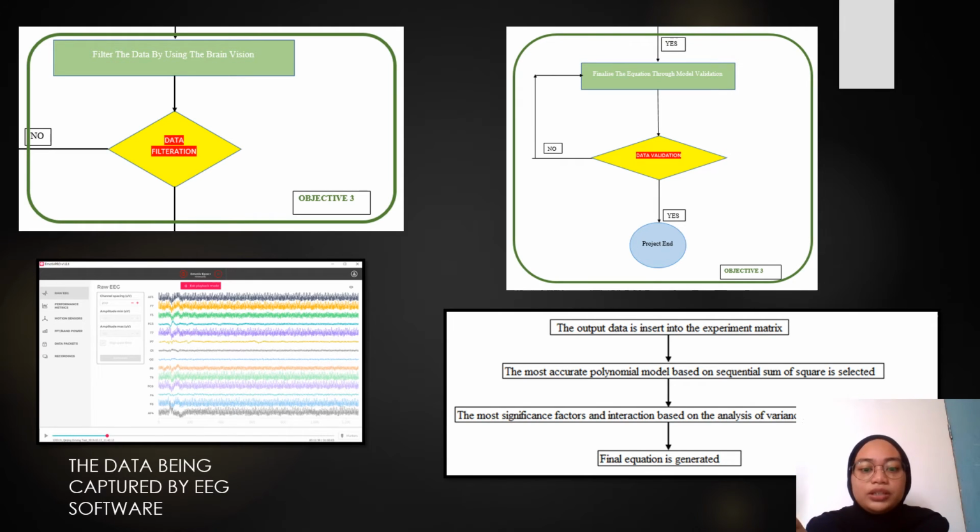And Design Expert 12.0, which develops the final desired equation by doing ANOVA analysis for all the respective data according to each type of brainwave: alpha, beta, delta, and theta. ANOVA means analysis of variance, a statistical analysis.